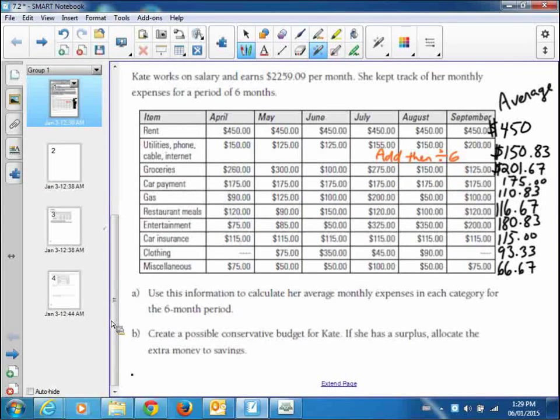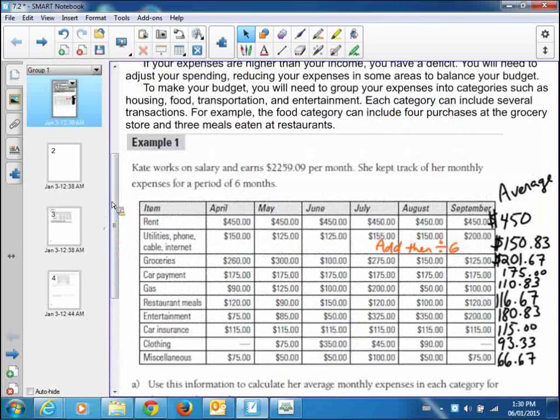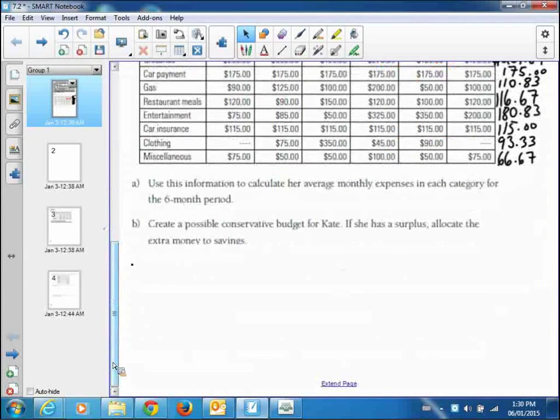Now, create a possible budget for Kate. If she has a surplus, allocate the extra money to savings. She has $2,259 coming in every month. That's income, or salary. So, how do we create a conservative budget? That means always overestimate your expenses, and if you need to, underestimate your income. Use round numbers essentially. What would we estimate for her income? $2259.09. Let's just use $2,200, right?